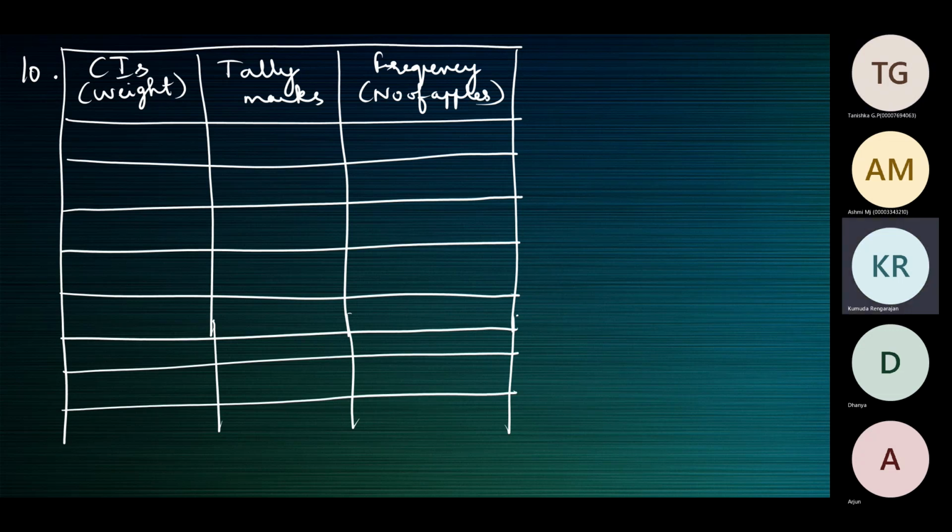Completed. Yeah. Tell me, Tanishka. What is the first class interval? 30 to 40, ma'am. Okay, tell me the working.